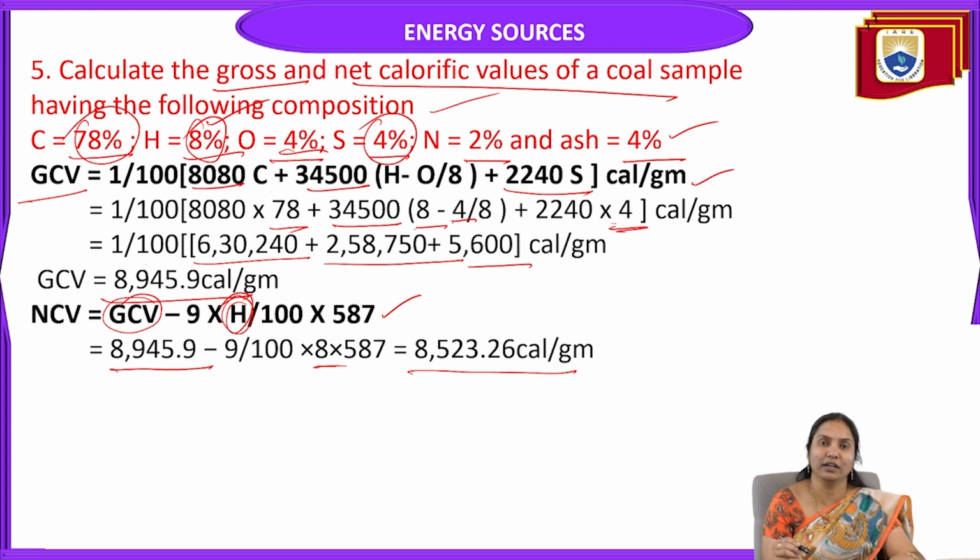The lower calorific value of the given fuel is 8,523.26 calorie per gram. So in this session, we learned what the high calorific value and the low calorific value are, and the main formulas used for their determination. Always remember that the lower or net calorific value is lower than the gross calorific value, because in the net calorific value we consider only the exact amount of heat liberated when a unit mass of fuel is burned. That's why the net calorific value is always lower than the high calorific value. I hope you understood all.